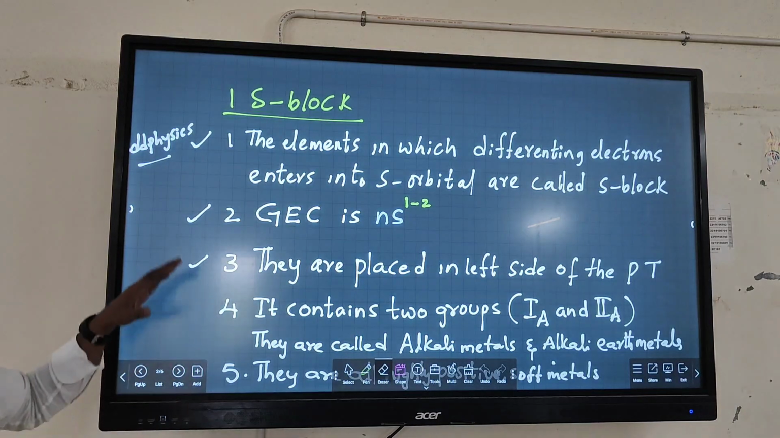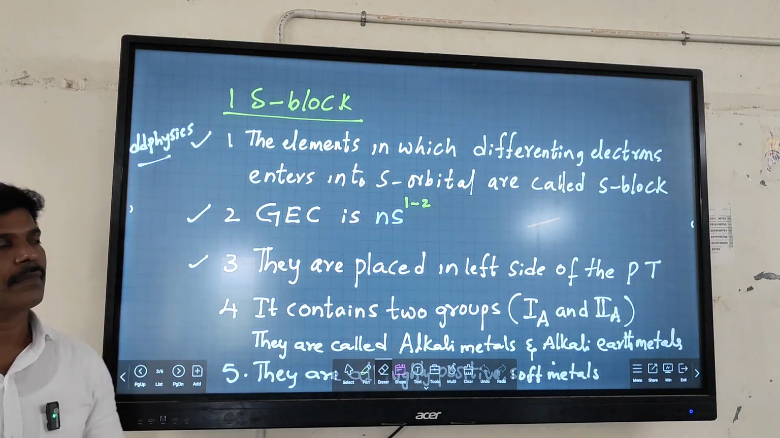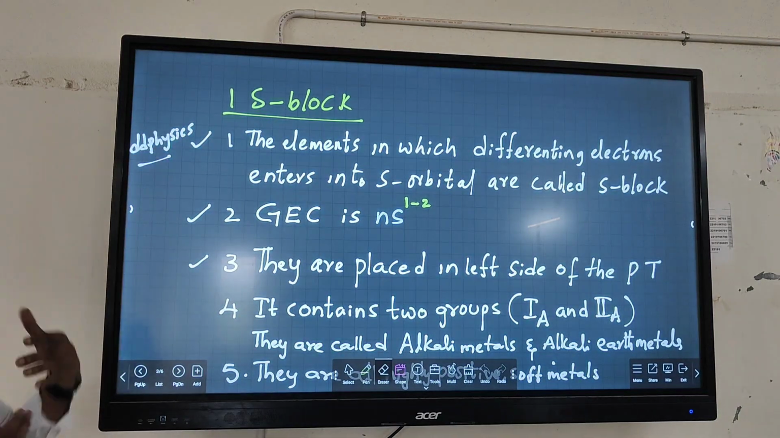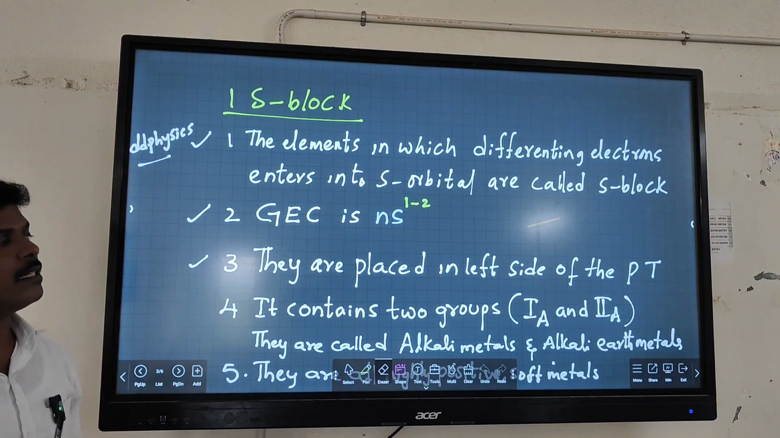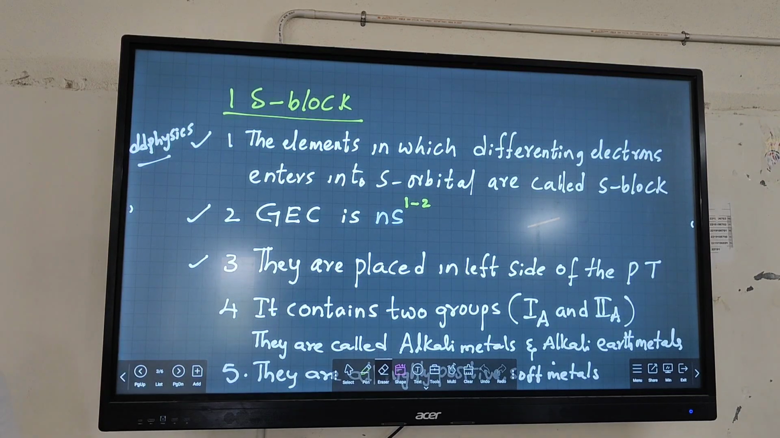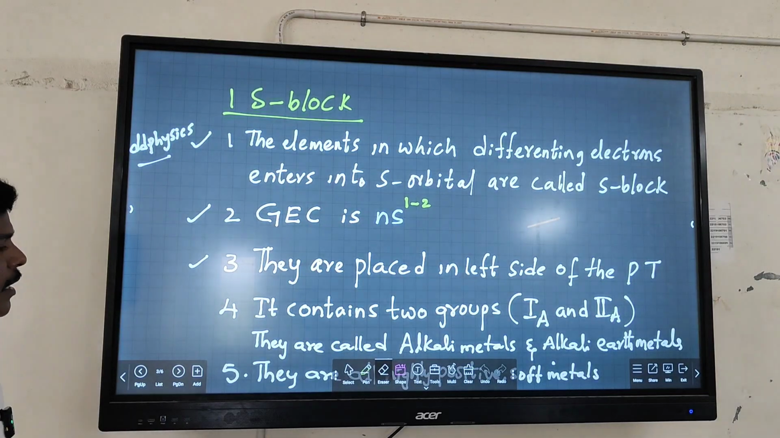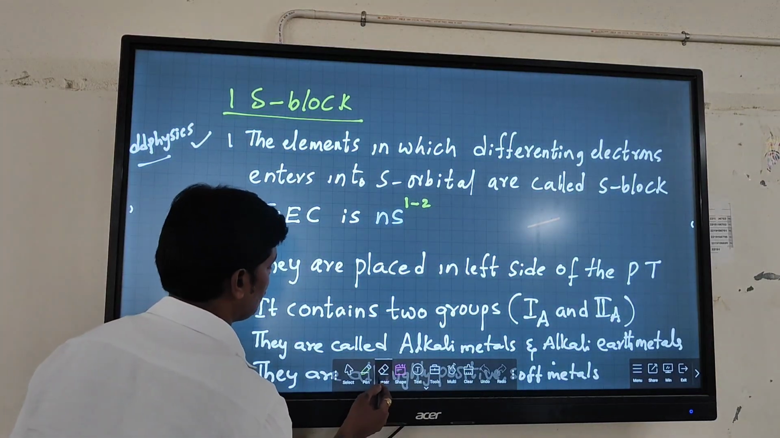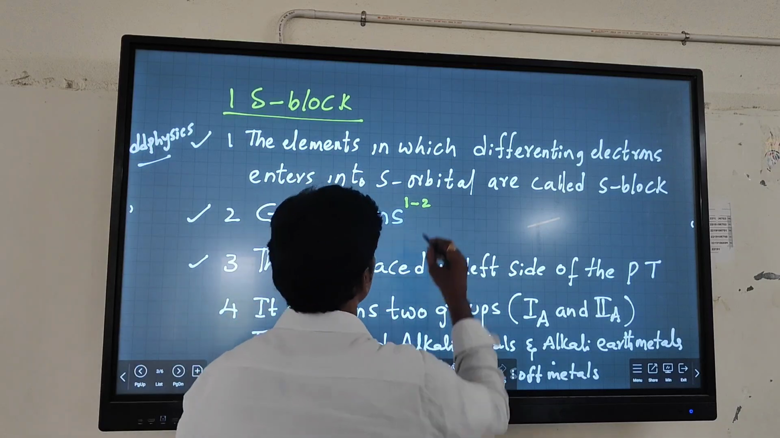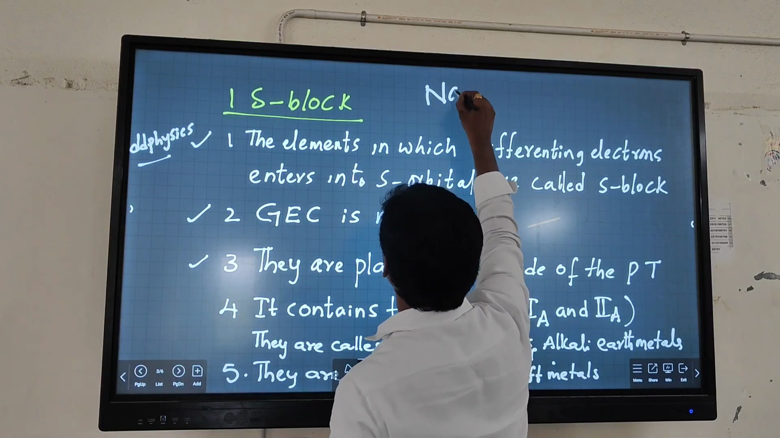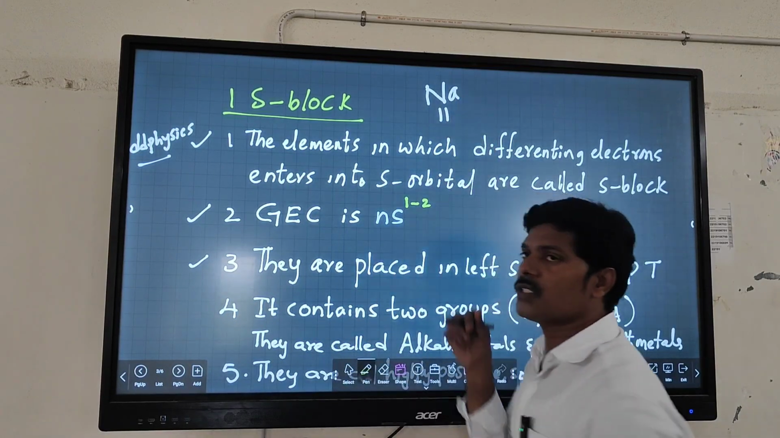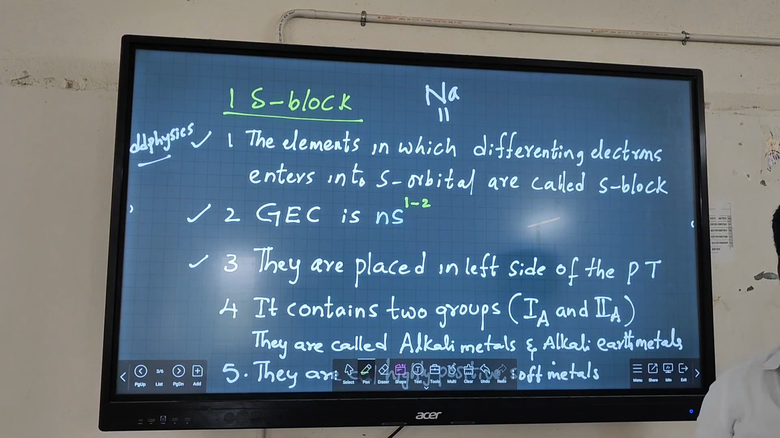Now let me explain the S block. Why do we call it S block? We already know that the differentiating electron is the factor deciding whether the element belongs to S block or P block. Now I want to give one more example. Suppose I take the sodium element, let us check whether sodium belongs to S block or not.